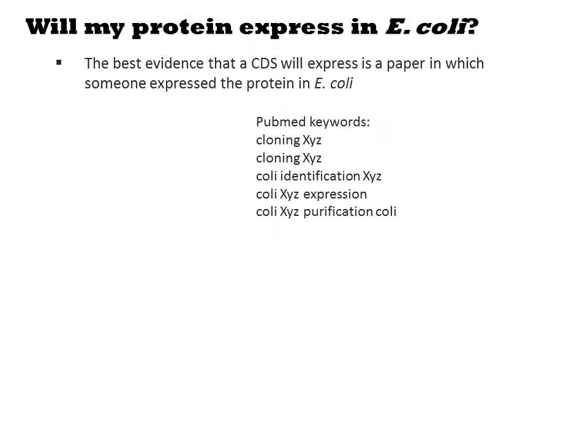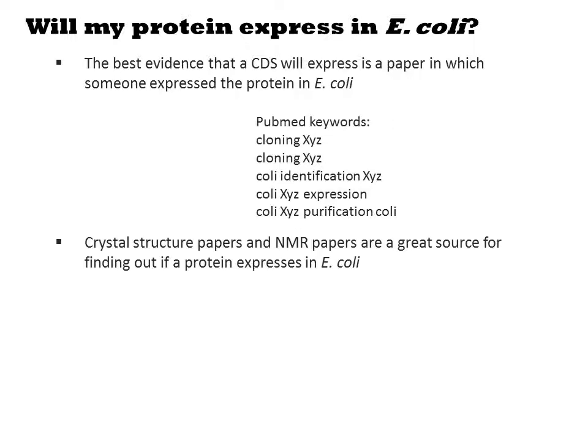The best evidence for expression is a direct observation. If you do queries such as E. coli expression XYZ, where XYZ is a gene name, you might find some papers. A popular journal title from the 80s and 90s was Cloning and Expression of XYZ, and in those studies they did exactly what you were looking for.